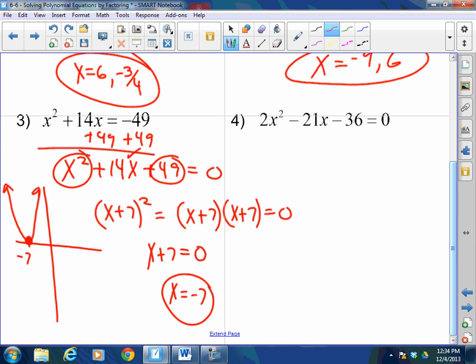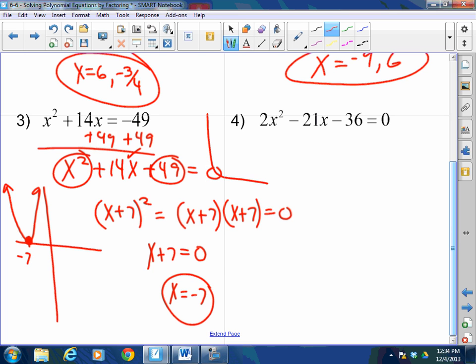Cool. Yes, sir? It's both the same factor. X plus 7 and x plus 7 is still going to give you x equals negative 7 for both. Why would you have to rewrite that? It's the same number. Thank you, my brother.